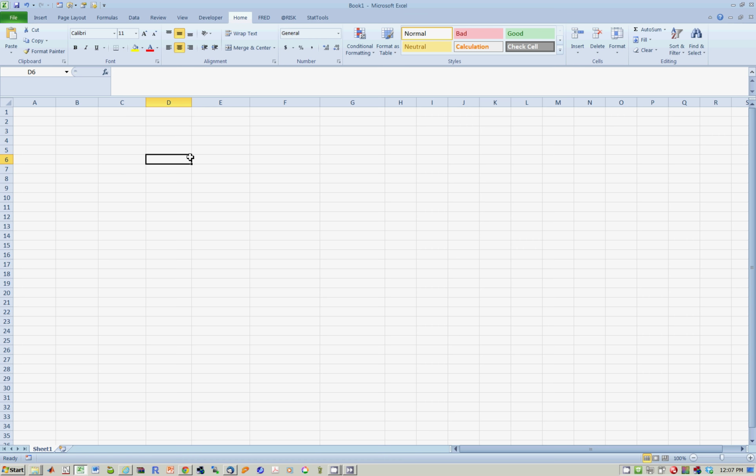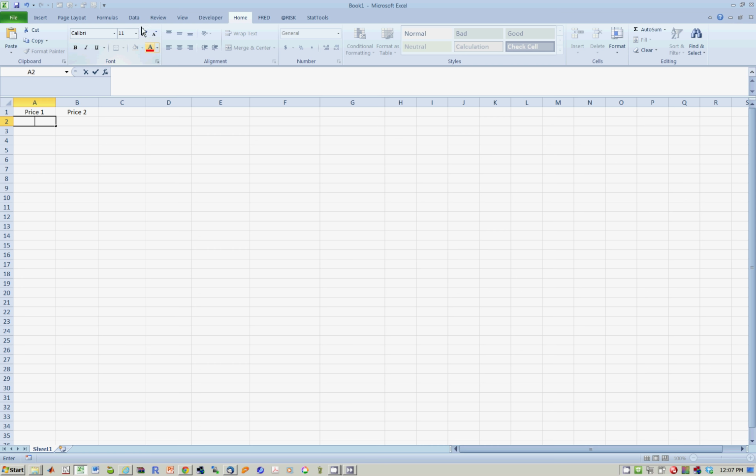Now we're going to see how to use the average function and average if function in Excel. So once again, I'm going to imagine there are two stocks. Here's the price of stock number 1. Here are the prices of stock number 2. We just make some fictitious ones.